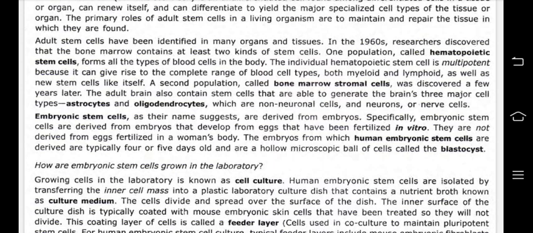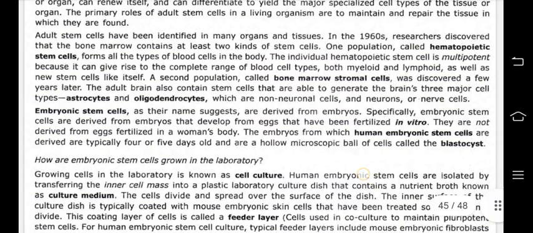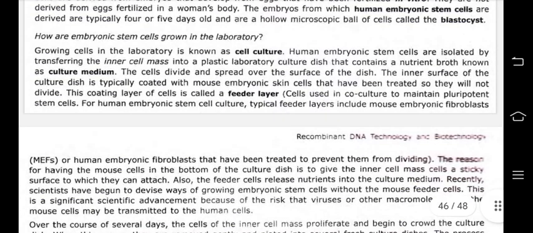The embryos from which human embryonic stem cells are derived are typically 4 or 5 days old and are a hollow microscopic ball of cells called a blastocyst. How are embryonic stem cells grown in a laboratory? Growing cells in the laboratory is known as cell culture. Human embryonic stem cells are isolated by transferring the inner cell mass into a plastic laboratory culture dish that contains a nutrient broth known as a culture medium.